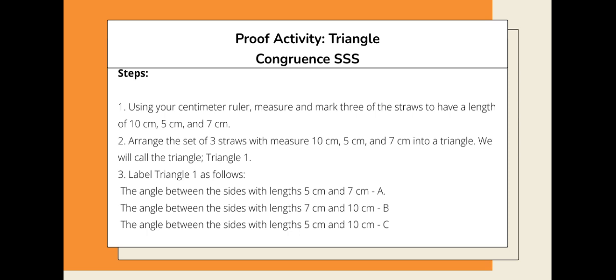After the students cut the straws to the corresponding lengths, they're asked to arrange the set of 3 straws into a triangle and label the triangle according to the instructions A, B, and C. That's a good place where the teacher could connect the activity to prior learning and the triangle inequality theorem and discuss why that triangle exists.